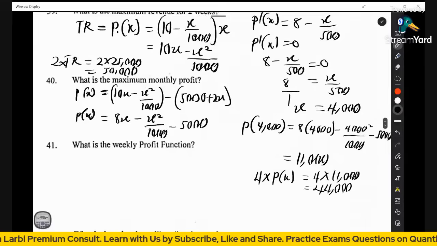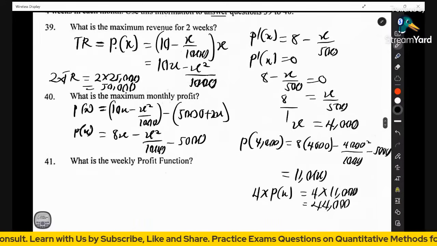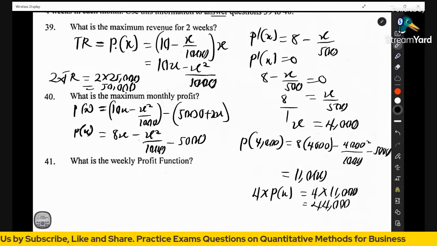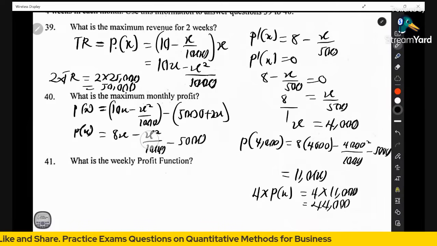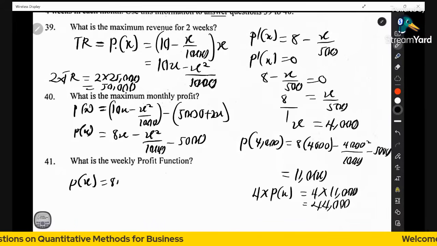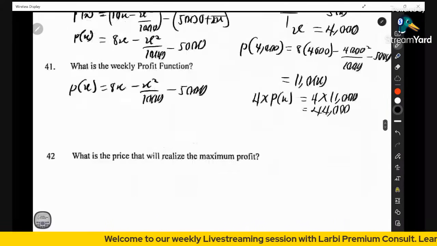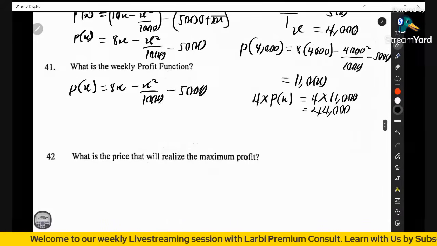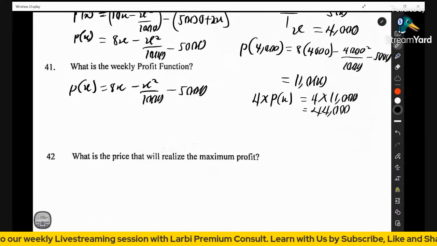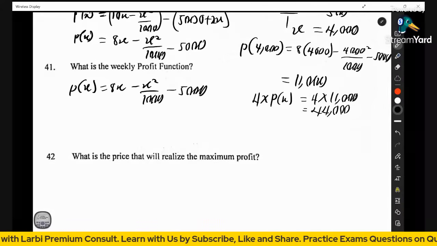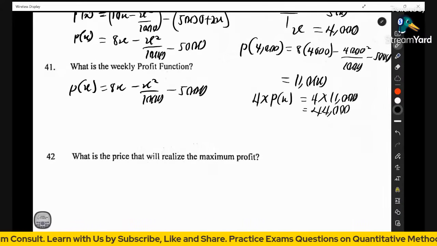Then what is the weekly profit function? So what was the weekly profit function? That is this, right? That we have done. So here it is what? Just have to write it. 8x minus x squared over 1,000 minus 5,000. That is all. Then question 42. What is the price that will realize the maximum profit?